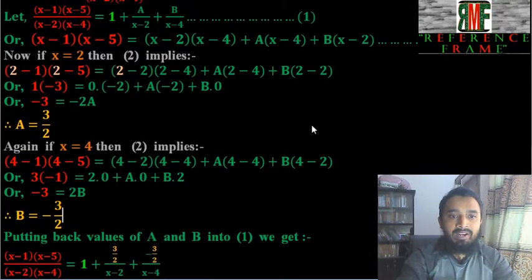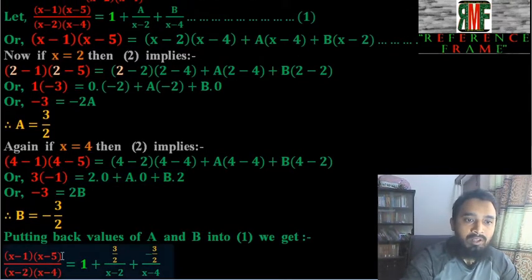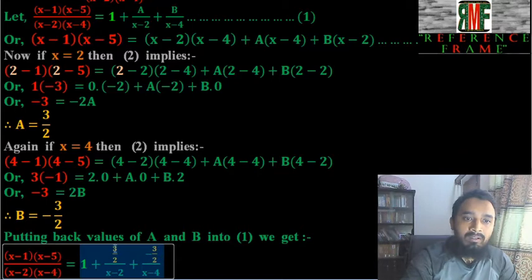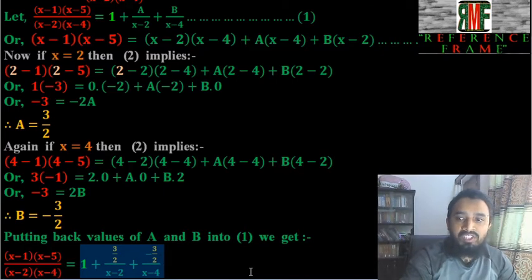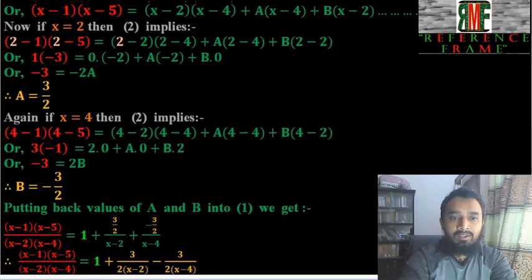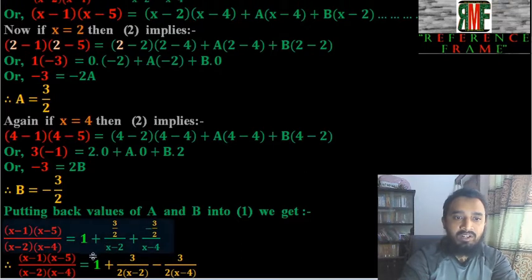So by putting them into equation 1, we have this on the right hand side, where the golden letters mention the value of a and b respectively. If we simplify this more, there is a minus sign and there is a plus, so plus minus becomes minus. Moving forward, what are we going to have finally? Finally we have a situation like this.